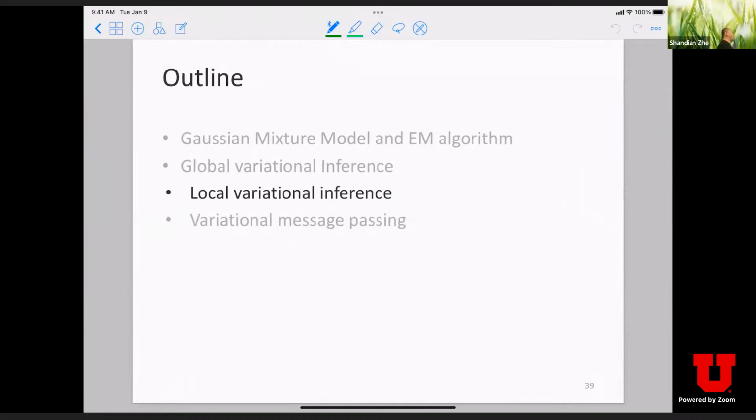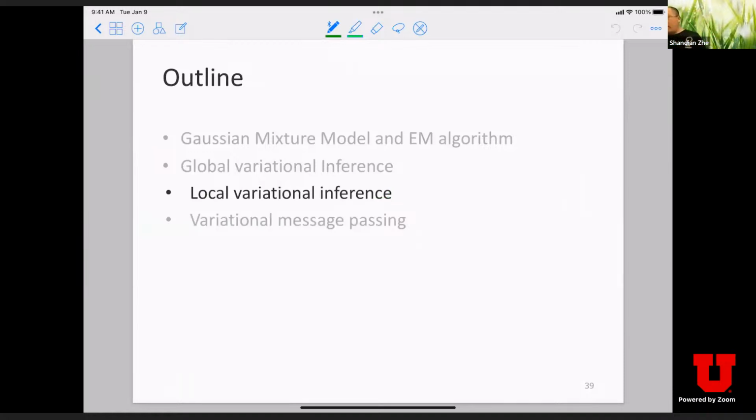So we have finished the introduction of global variational inference, and next we're going to introduce local variational inference. In global variational inference, as we mentioned, we want to minimize the KL divergence. We introduce a third distribution, which we call the approximate posterior, to maximize the variational evidence lower bound. We do not make any approximation to the joint probability itself. That's why it's called global variational inference: we maintain the whole joint distribution.